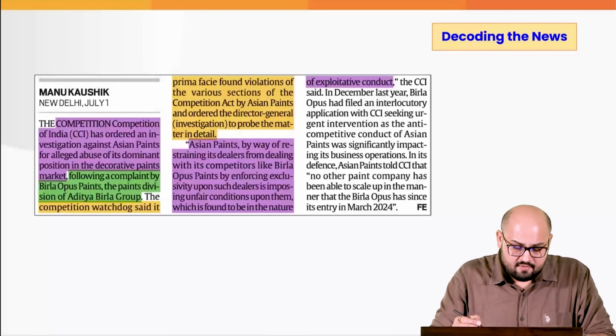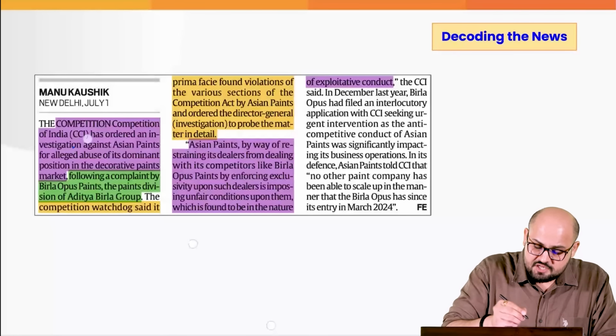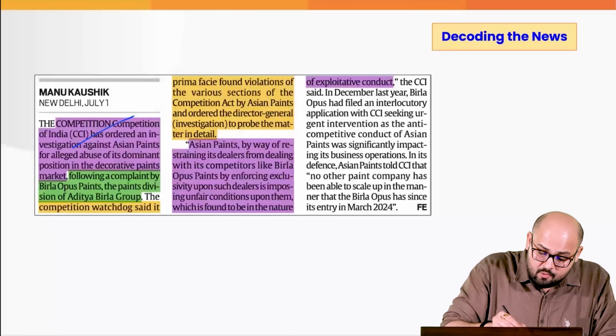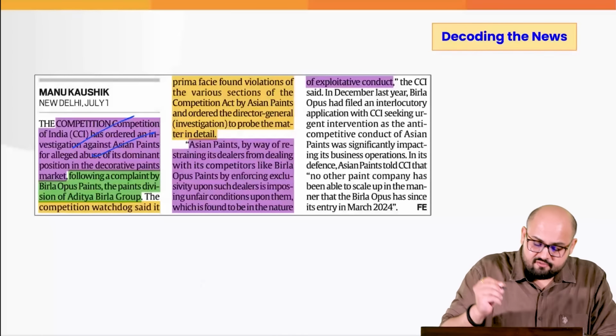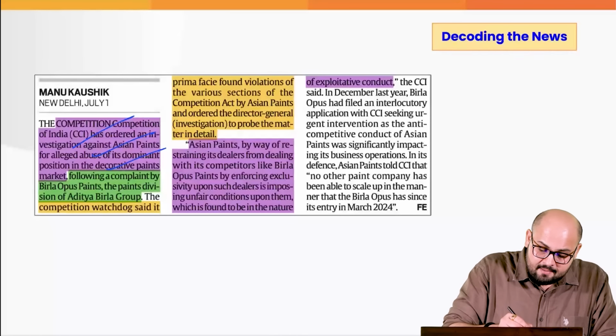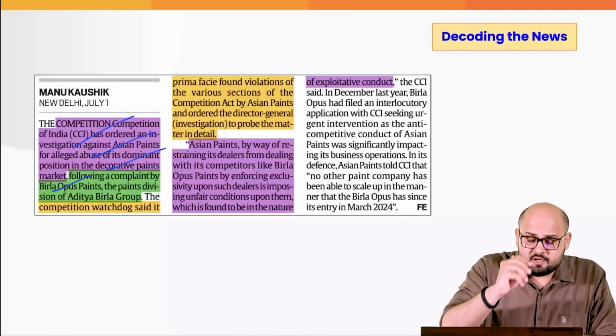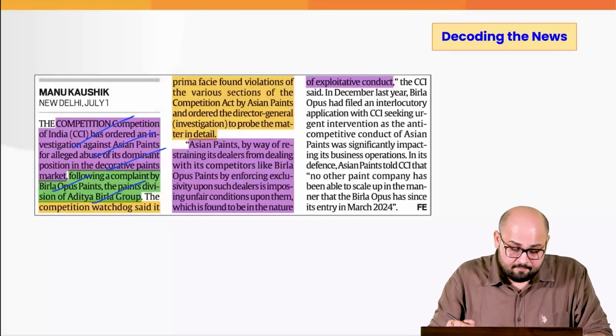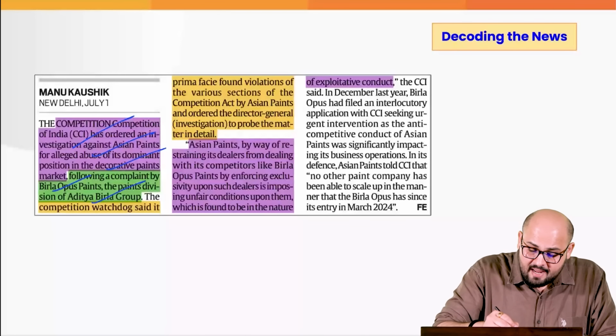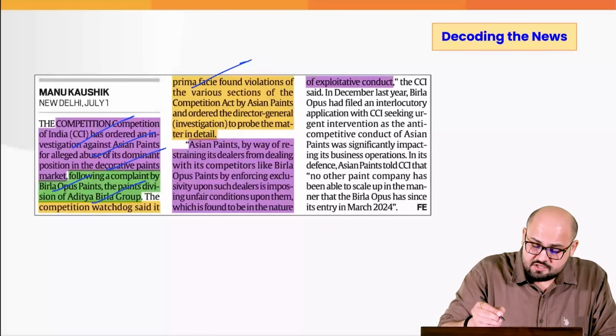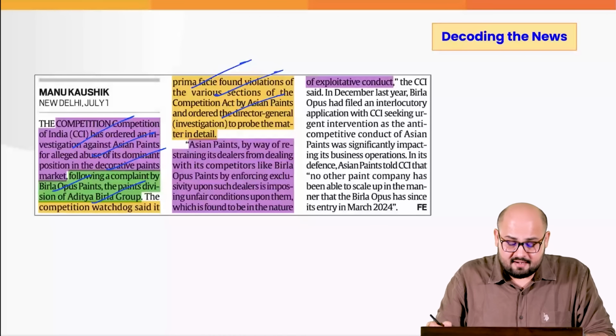The Competition Commission of India has ordered an investigation against Asian Paints for alleged abuse of its dominant position in the decorative paint market, following the complaint by Birla Opus Paints, which has been filed by one of the groups of Birla, Aditya Birla Group. The competition watchdog said that prima facie it found violations of various sections of the Competition Act by Asian Paints and ordered the Director General to probe the matter in detail.